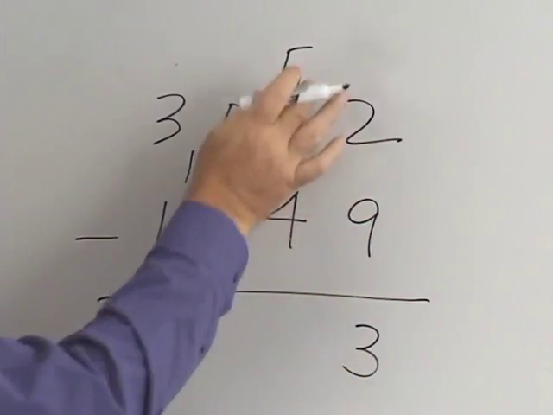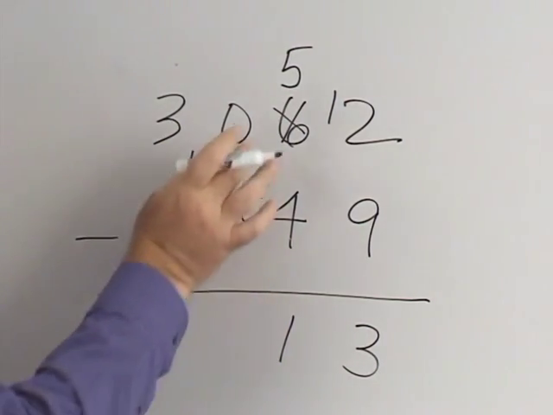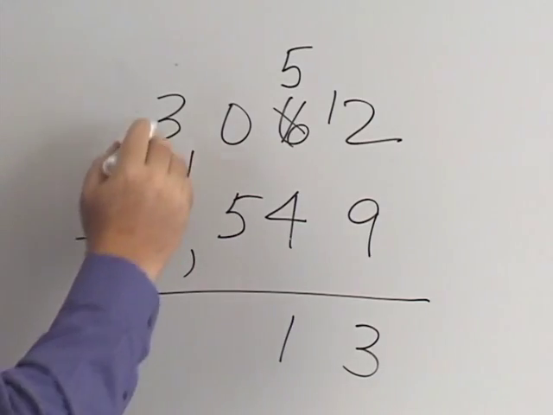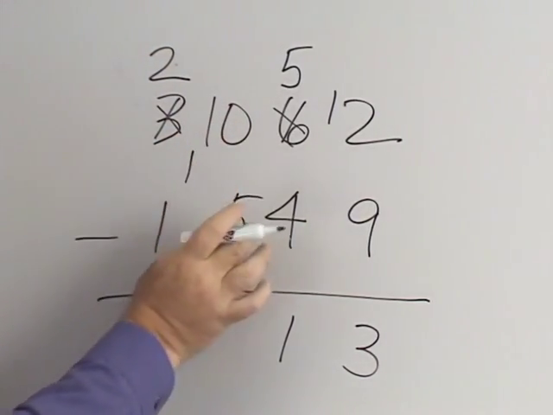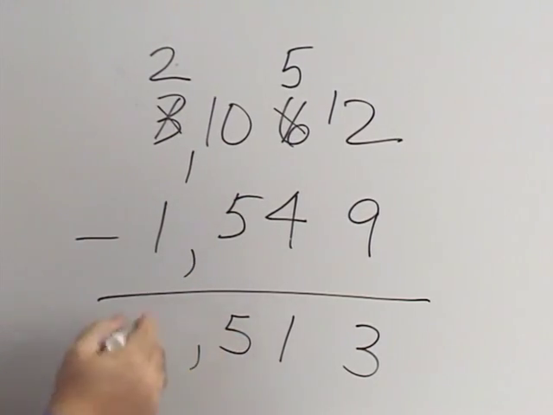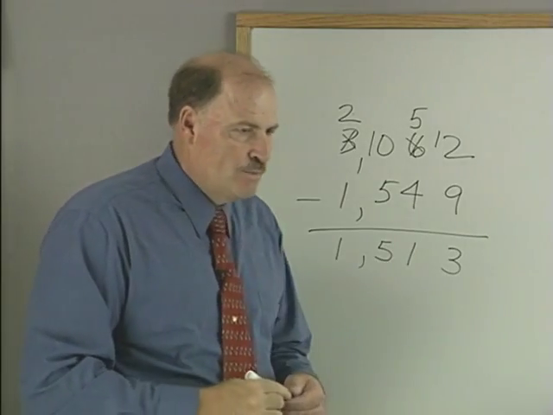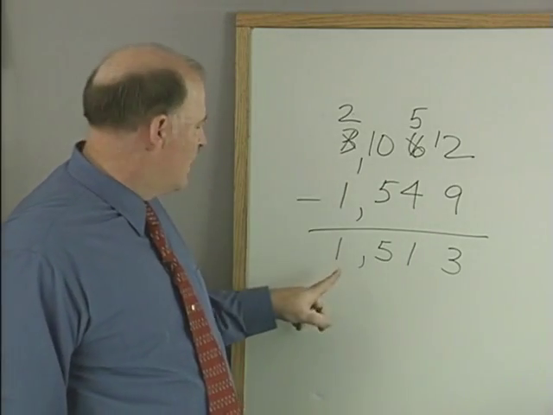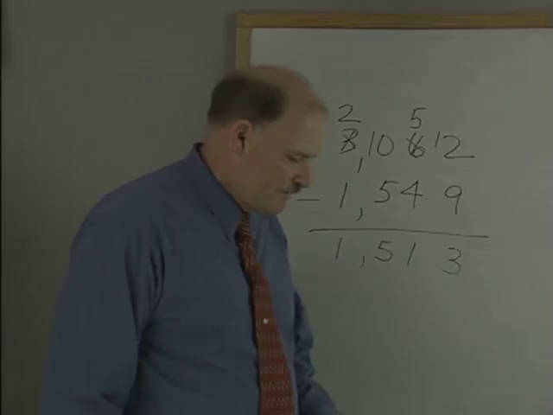Can I take 4 from 5? Yes. Okay. Now can I take 5 from the 0? No. So I have to go over here, borrow. 10 minus 5 is 5, and 2 minus 1 is 1, because we borrowed 1, right? Did you get that? 1,513. Very good.